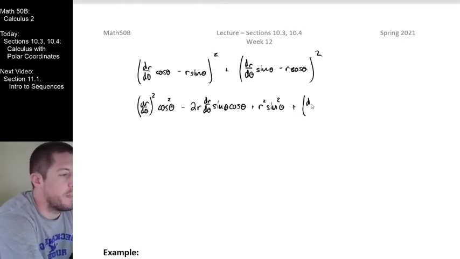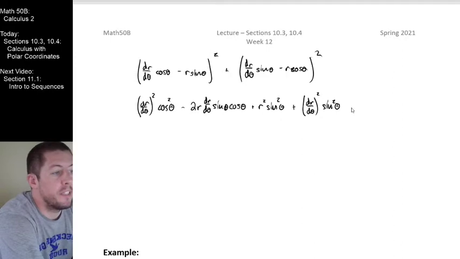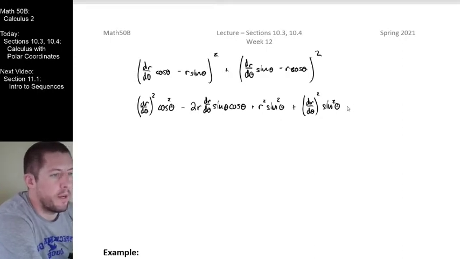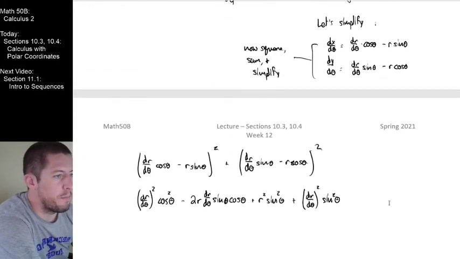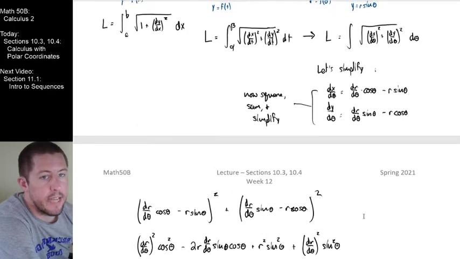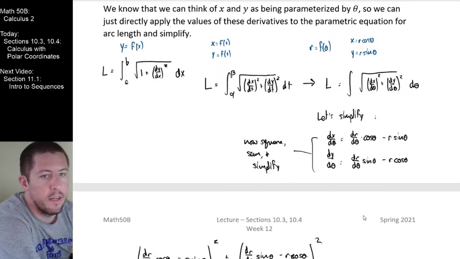Plus, very similarly, I'll get a dr/dθ squared sine squared. That's the first term squared. I'm going to get 2 times the product of the two terms. Oh, wait a minute. Didn't I have a... Okay, I did write this down. I'm glad I stopped to peek at this right here. Let me show you my tiny mistake. I'm glad I caught this here.